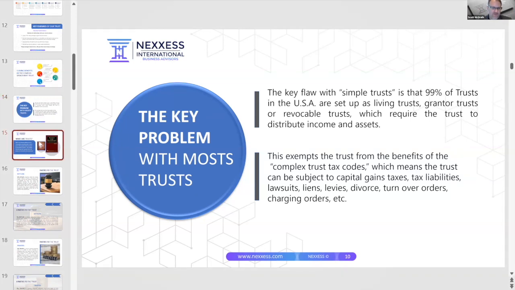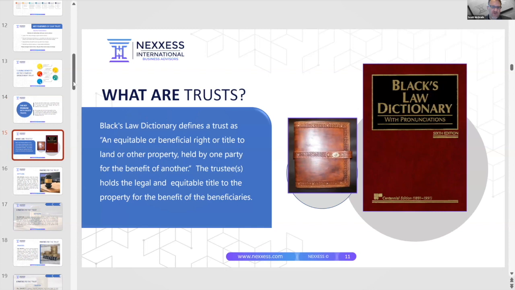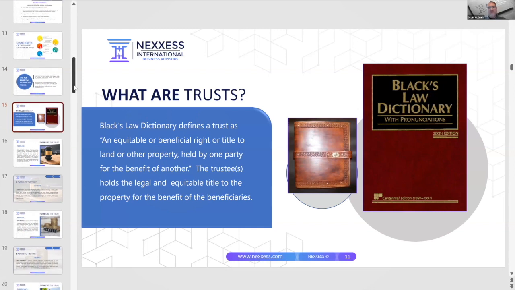And so let's talk for a minute about what is a trust. Some people might not know what a trust is. Well, a trust is simply when you take money or property or assets and you put it over here for the benefit of someone over here. Again, you take money or property or assets, you put it over here for the benefit of someone over here. That's what a trust is.